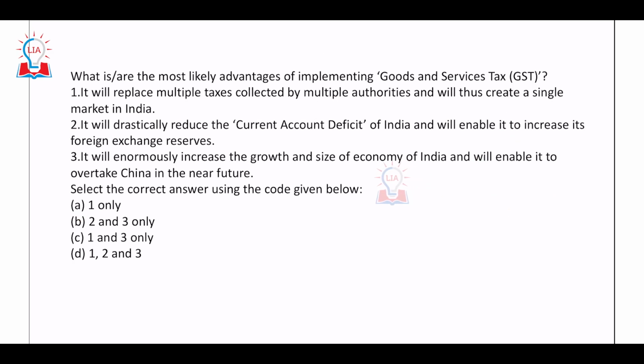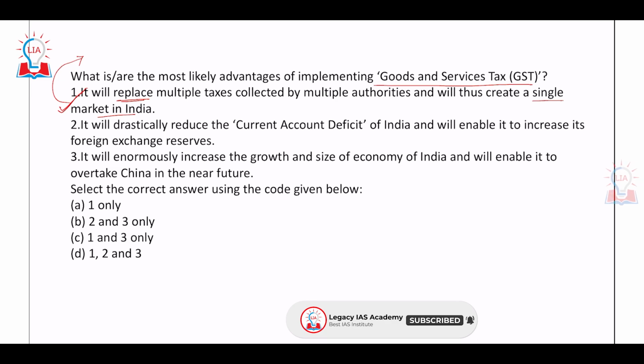Clear? Next, what is or are the advantages of implementing the GST? This was a question which was rather easy to answer if you paid attention to the keywords. It will replace multiple taxes collected by multiple authorities and thus will create a single market. So it is in the definition of GST itself, or the objectives of GST itself. So the first statement can be rather easily decided to be the right statement.